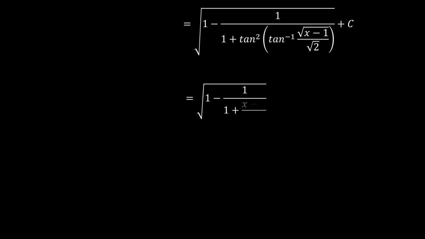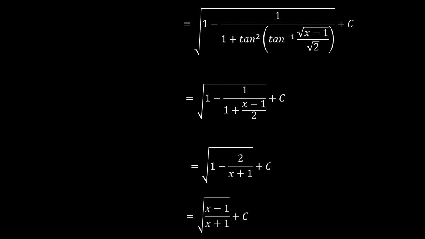So the answer is the square root of 1 minus 1 over 1 plus x, minus 1 over 2. Then simplifying the fraction, this is the same as 1 minus 2 over x plus 1. With a common denominator, this is the same as the square root of x minus 1 over x plus 1, and this is the final answer.